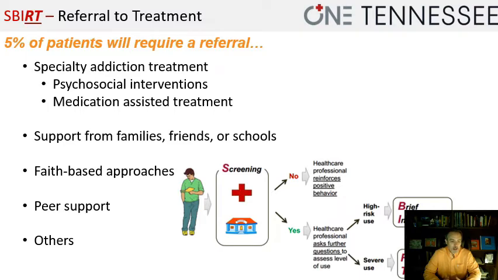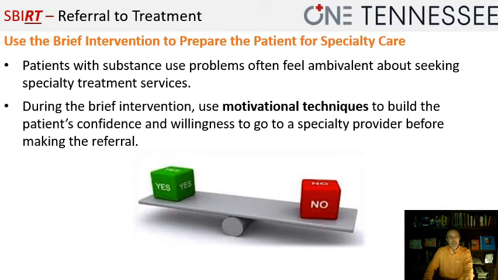There's a variety of others, but in order to make a referral, you need to know what referral services are available in your own respective community and how to connect your patients to those services. During your brief intervention, if you know that you're probably going to need to refer someone to treatment, use that brief intervention time to help prepare the patient for specialty care and that referral. Patients with substance use problems often feel ambivalent about seeking specialty treatment. During the brief intervention, use motivational interviewing techniques to build the patient's confidence and willingness to go to a specialty provider before you make that referral.